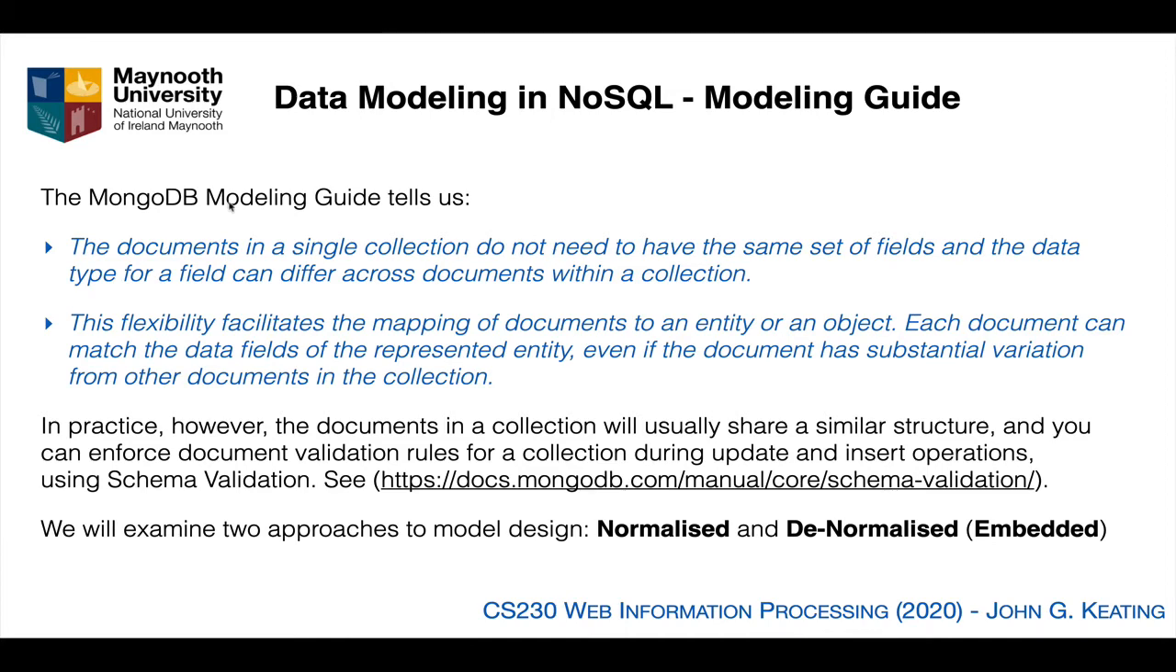The MongoDB modeling guide is really useful. You can see a little bit about it down here in this link. It tells us that the documents in a single collection do not need to have the same set of fields, and the data type for fields can differ across documents within a collection. This flexibility facilitates the mapping of documents to an entity or an object.